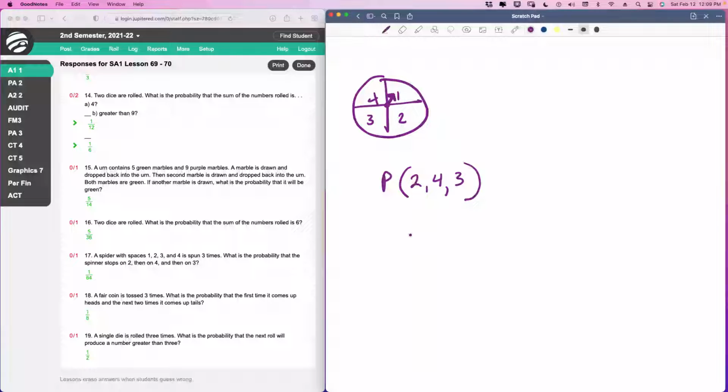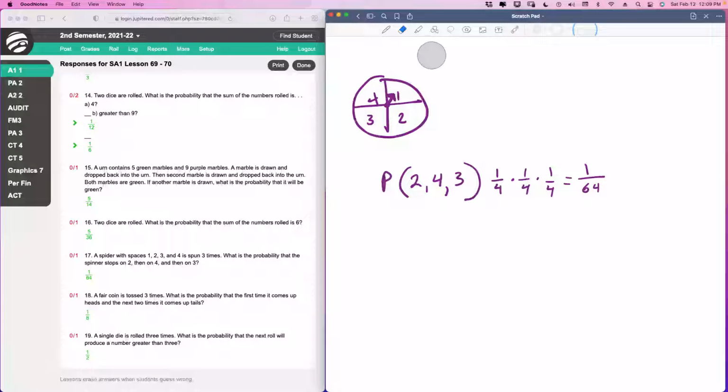So let's look at our probability. We have 4 possible outcomes. The chances of it landing on 2 is one of those 4 chances, so 1 over 4. The possibility that it lands on 4 is 1 out of 4. And the possibility that it lands on 3 is 1 out of 4. 1 times 1 times 1 is 1. 4 times 4 times 4 is 64. So 1 out of 64 times is your probability that you're going to get 2, 4, and then 3.